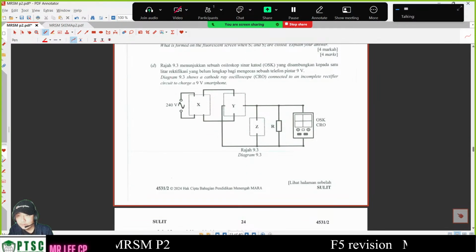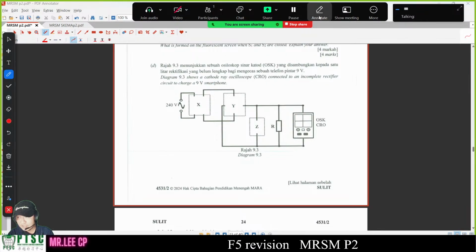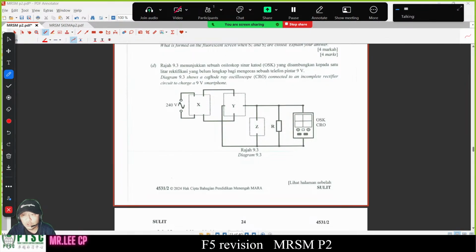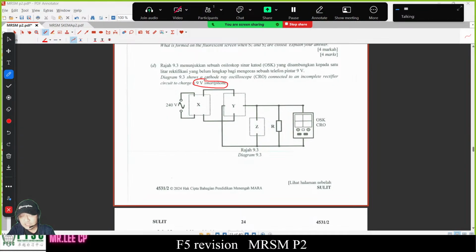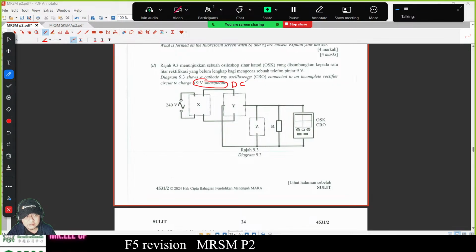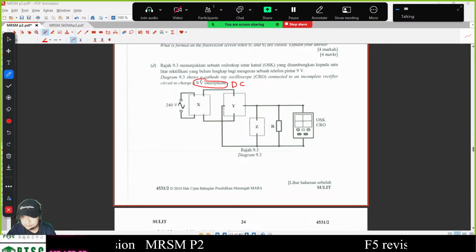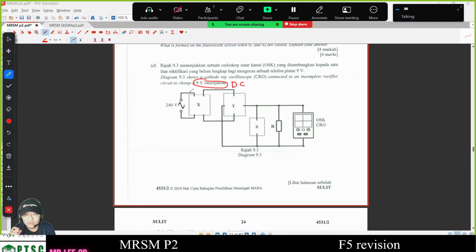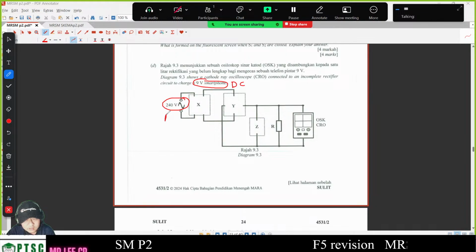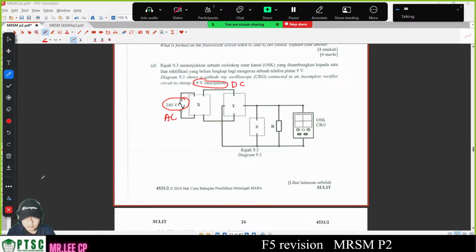Okay. Now, 9.3 shows a cathode ray oscilloscope connected to the incomplete rectifier circuit to charge the 9-volt smartphone. Okay. First of all, you need to know 9-volt of smartphone. So, the smartphone that you are using, it is DC, direct current. Direct current. Okay. Now, this one, the one that we are using here, it is 240 volt. It is AC. The thing that we use is DC. All right, you must know. You must understand.